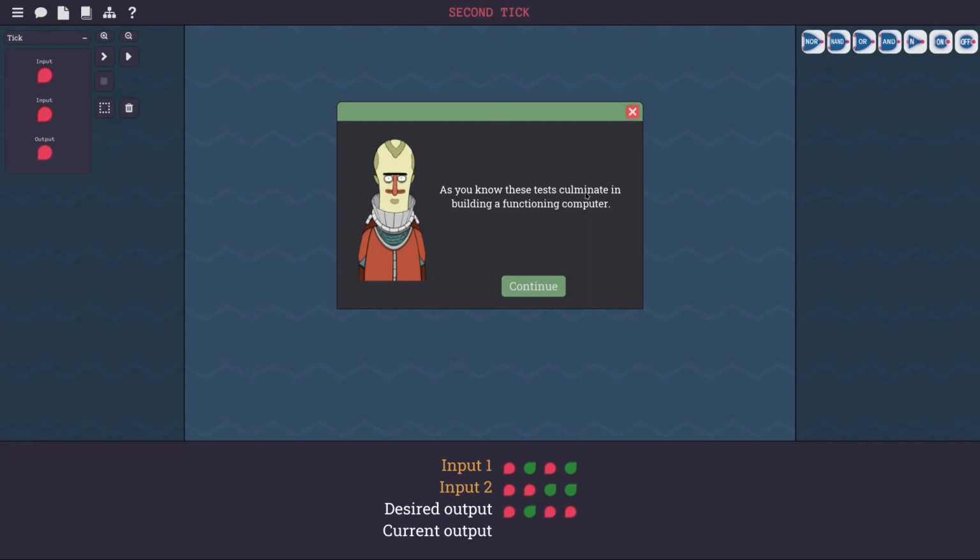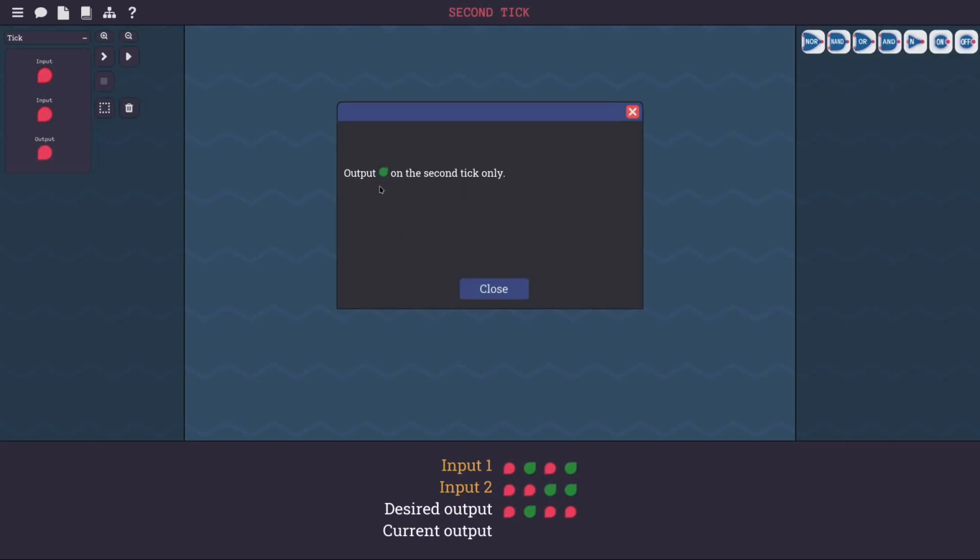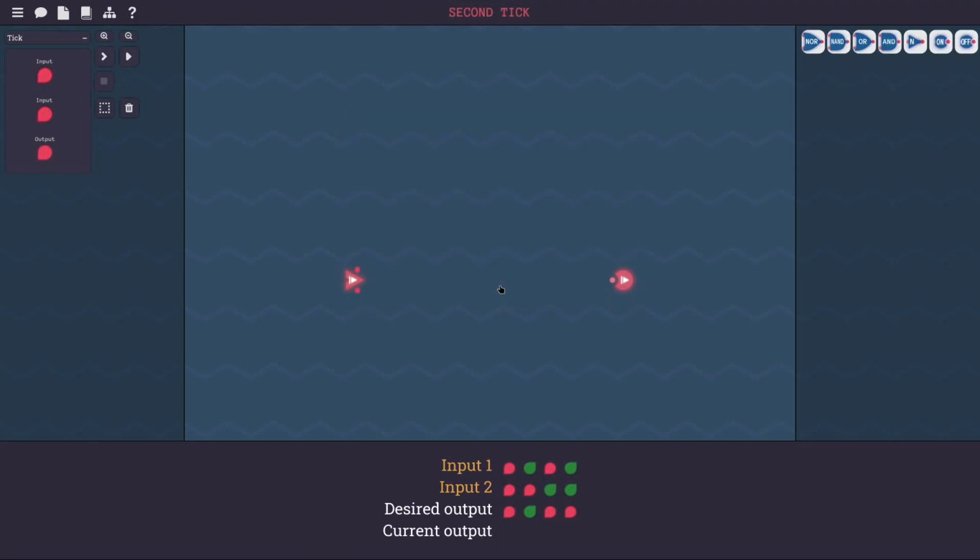As you know, these tests culminate in building a functioning computer. Species that are capable of finishing are considered sentient by law. This is the main reason we don't eat you afterwards. Output on the second tick only.